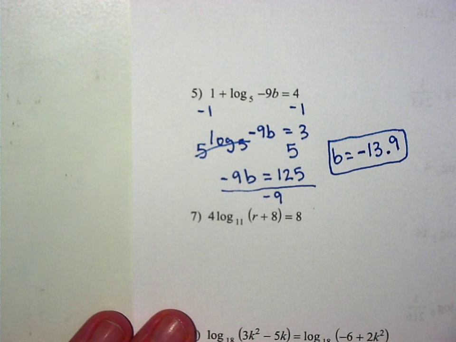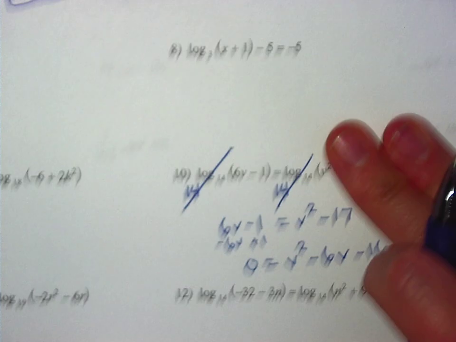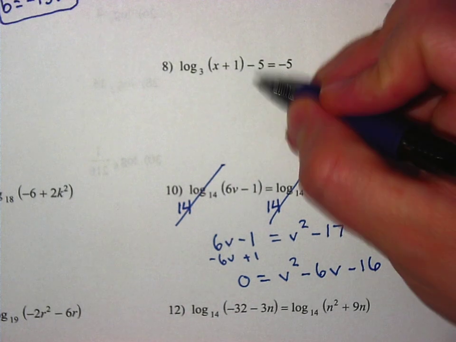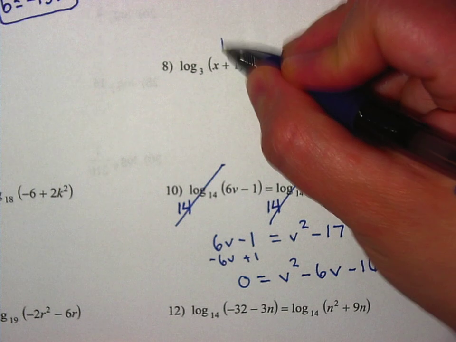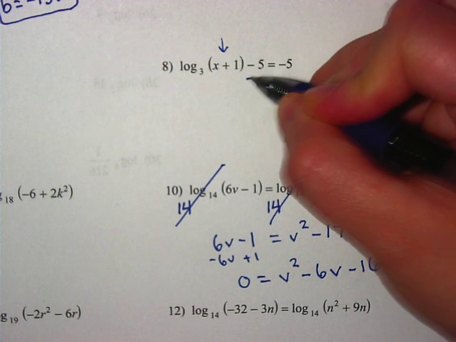Okay, let's try another. Let's try one more with me, and then I'm going to have you work with your partner to the end of the hour. Let's try number 8. All right, what should we do first? I'm going to add 5 first. You're thinking about crossing it out by putting a 3 down, right? And I want to do that after I get rid of this 5.